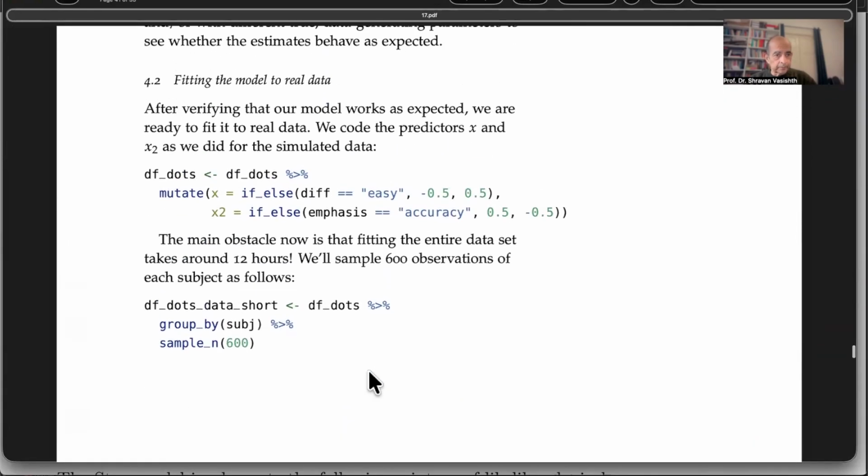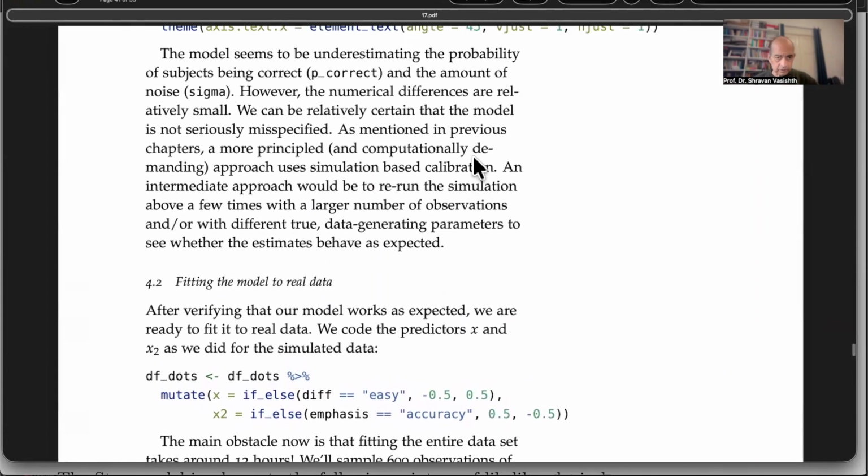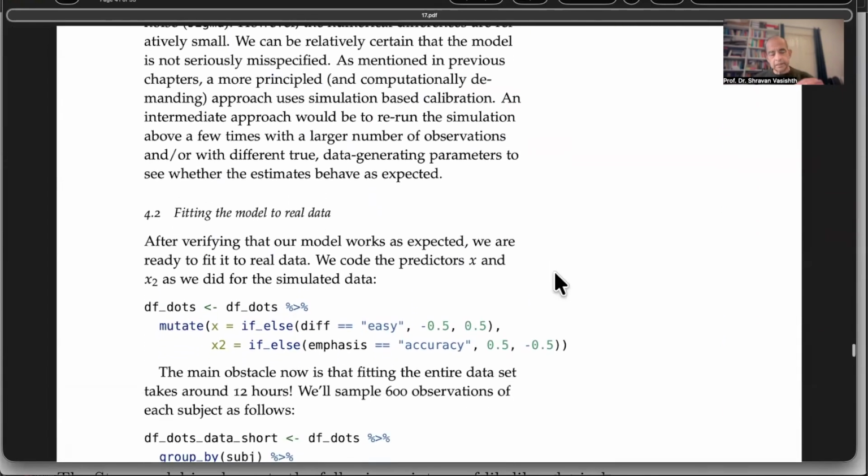Right, so now that it's more or less okay, the model seems to generally recover most of the parameters. We can now try to fit the model to real data.